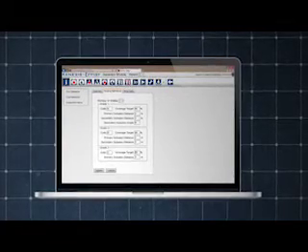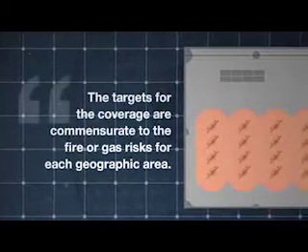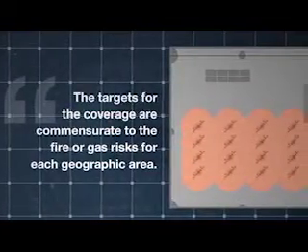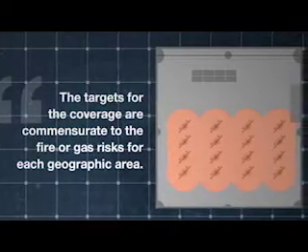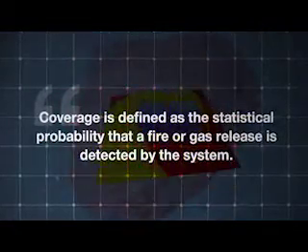A hazard assessment, known as grading, is used to set coverage targets for fire and gas detection. The process of grading ensures coverage is provided where required and that the targets for the coverage are commensurate to the fire or gas risks for each geographic area. Higher risk areas, such as high pressure pumps or compressors, produce higher grades and therefore require a higher degree of coverage. Coverage is defined as the statistical probability that a fire or gas release is detected by the system.